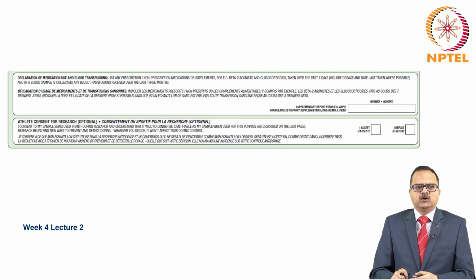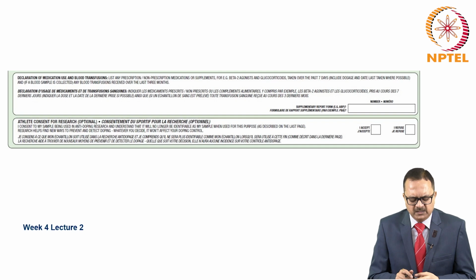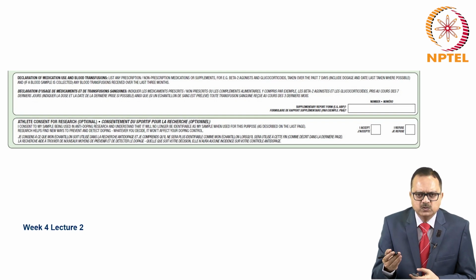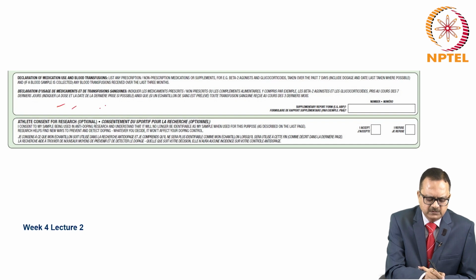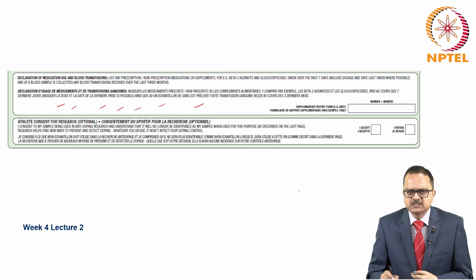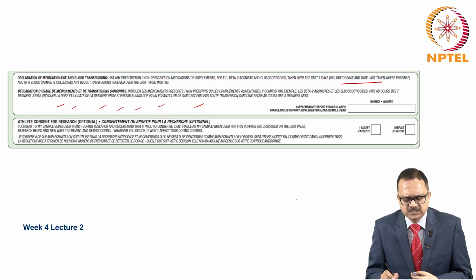The next part of the form deals with declaration of medication and blood transfusions. If the athlete has been taking any medication or supplements in the past 1 week, he or she has to give you a list of those, and the DCO fills in that list here, including with dose and date of when the medicine was taken.